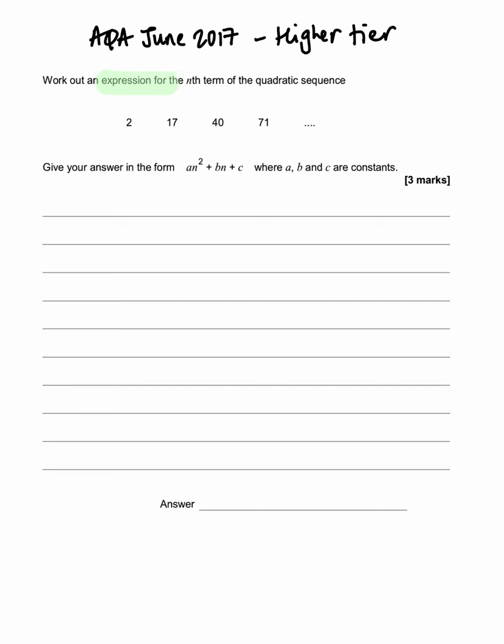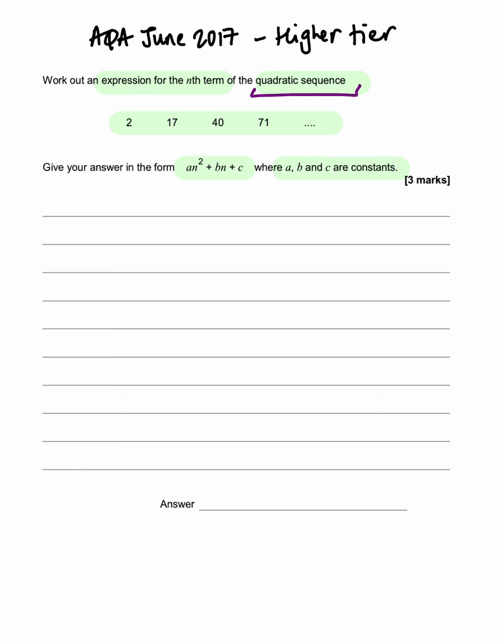Work out an expression for the nth term of the quadratic sequence, and this is our sequence here. Give your answer in the form an squared plus bn plus c, where a, b, and c are constants. So we're working with a quadratic sequence here, guys, which gives us a big clue as to what we need to do first. When we're working with quadratic sequences, we need to find the second difference.